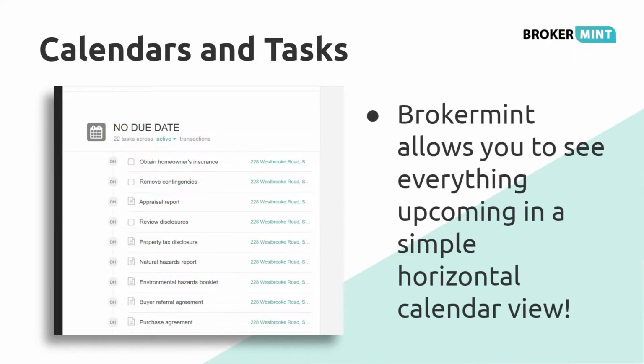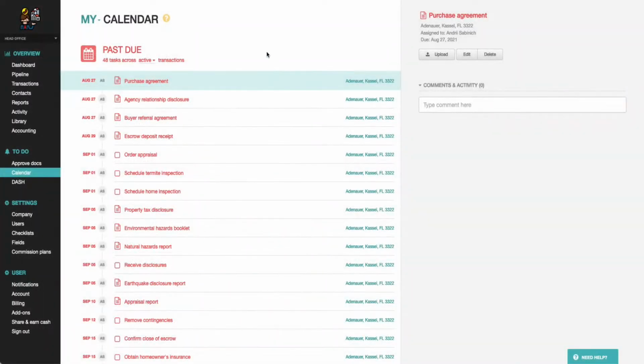BrokerMint allows you to see everything upcoming in a simple horizontal calendar view. From listing expiration dates to task deadlines, the calendar keeps things organized so you never miss a due date. After navigating to the calendar page, you'll see your calendar by default.